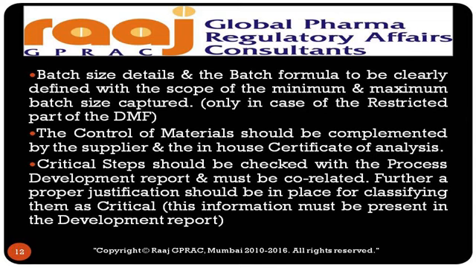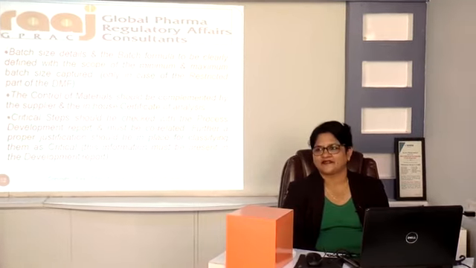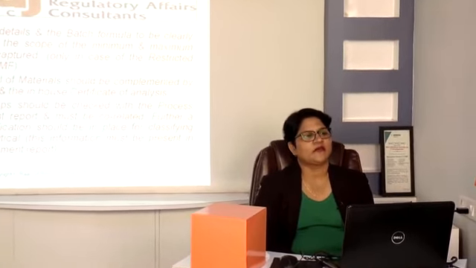So critical steps should be checked with the process development report and must be correlated. Further, a proper justification should be in place for classifying them as critical. This information must be present in the development report. If at all you are saying that this step 5 is the critical step, you should be able to justify why it is critical, right? Otherwise it won't be acceptable by any health authority.